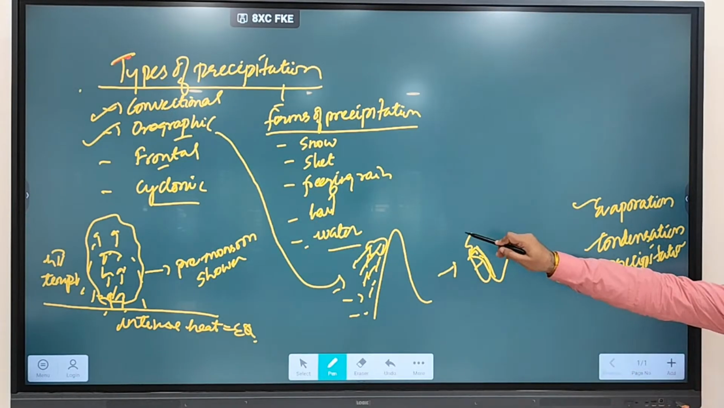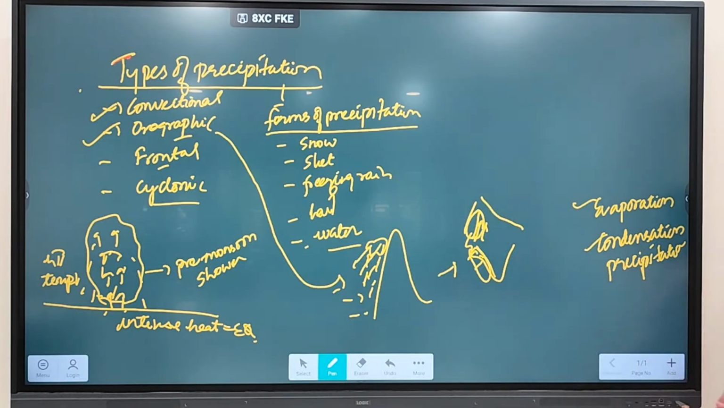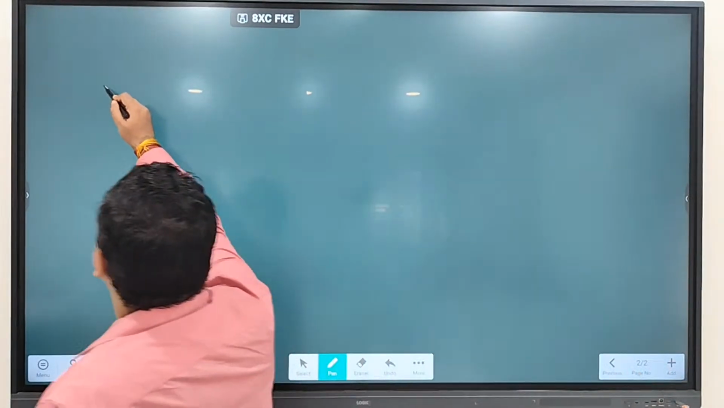Fine. We discussed Aravallis do not block the wind. As a result, the Aravalli region does not receive much rainfall, and desert areas are there. Fine. So those examples we have discussed with regard to orographic. Third, we are coming to the frontal rainfall. So what is frontal rainfall?